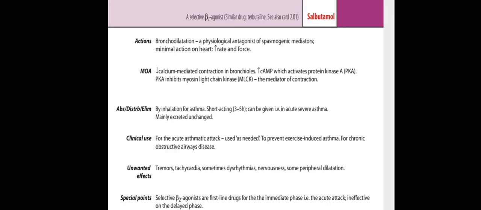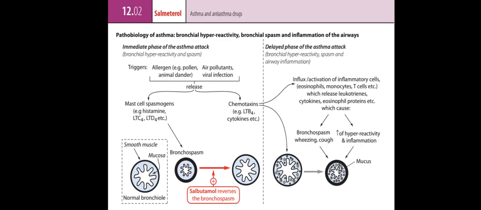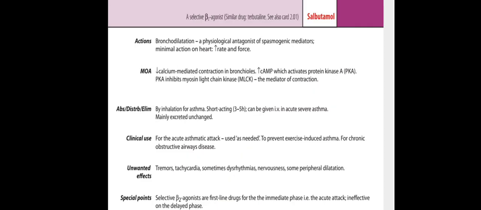So let me just go back to one of the things. Of course, it's important to know which drugs are long acting drugs, and which drugs are short acting drugs. So salbutamol is a short acting drug, a selective beta agonist. So this is important to know which drugs are long acting, which drugs are short acting. It's important to know. So the actions you can read there, and this is what happens.